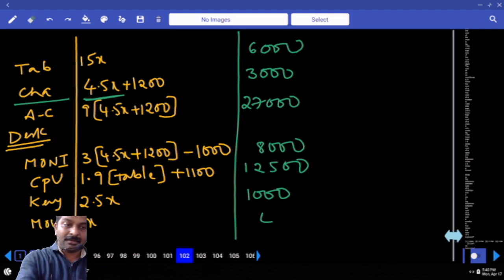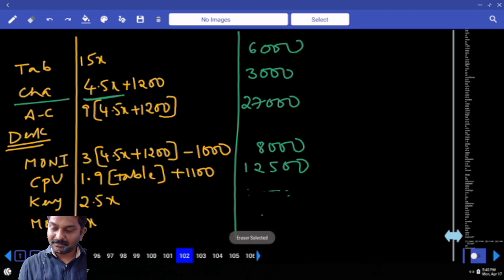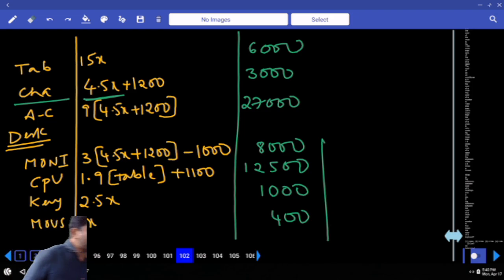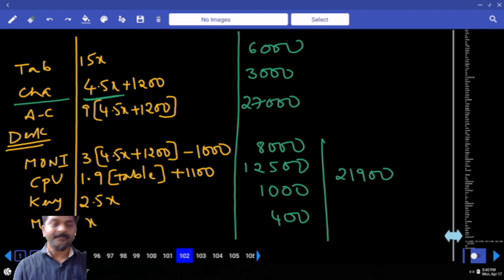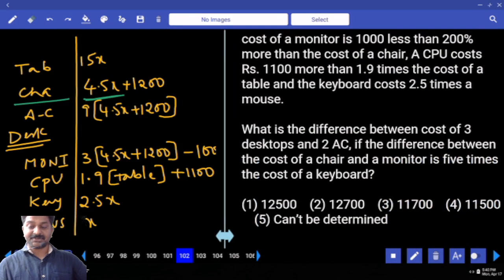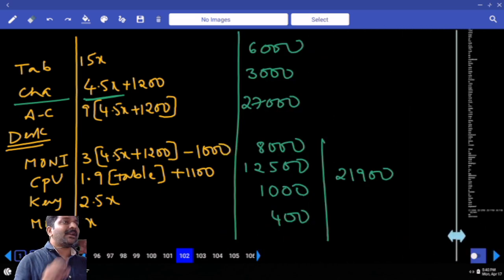Let me write it in order so that it becomes easy for us to add. 1000 and then 400. Cost of desktop in the sense we have to add all the values. 12,000, 8,000. 20 plus 1, and then hundreds are, that means 21,900. Now the question is about the price of 3 desktops and then 2 ACs. One desktop cost is 21,900.